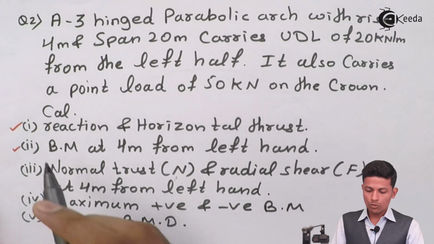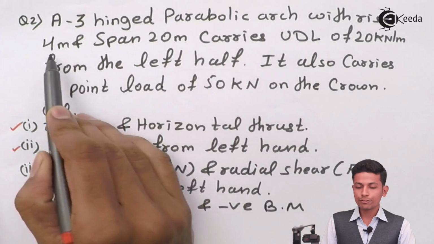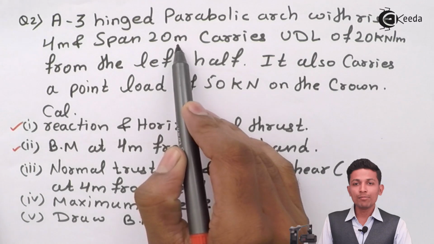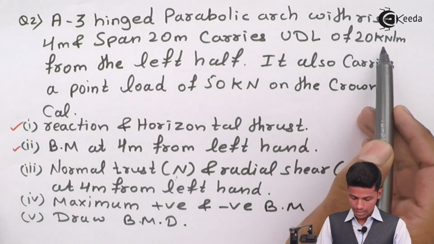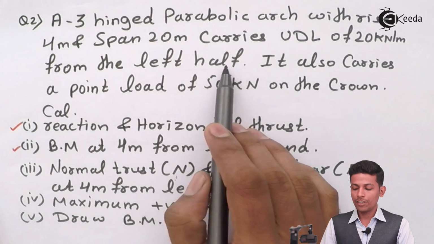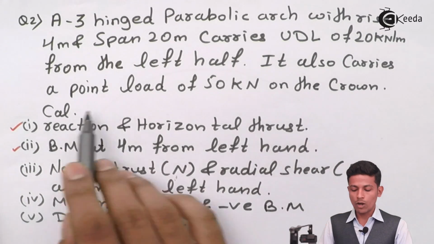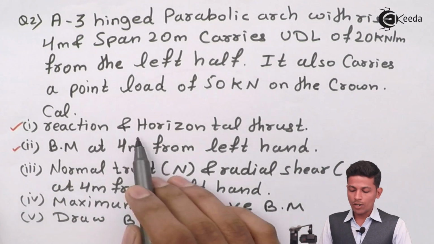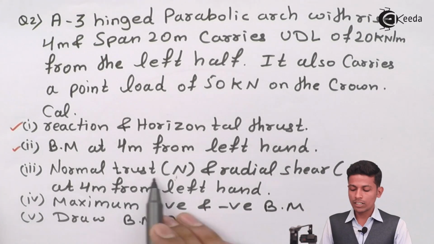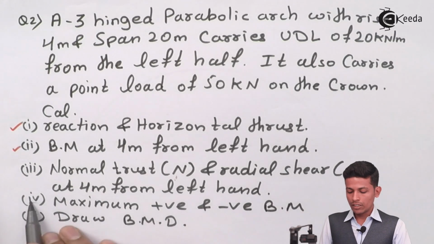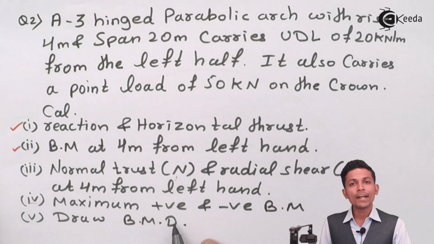Now see, this is the question given to us. A 3 hinge parabolic arch with rise 4 meter and span 20 meter carries UDL of 20 kilonewton per meter from the left half. It also carries a point load of 50 kilonewton on the crown. Now calculate the reaction and horizontal thrust, bending moment at 4 meter from the left hand, the normal thrust and radial shear force at 4 meter from the left hand, maximum positive and negative bending moment, and draw bending moment diagrams.